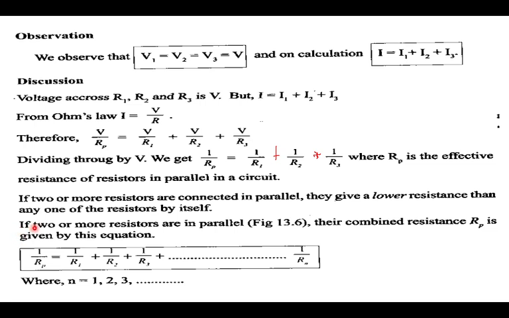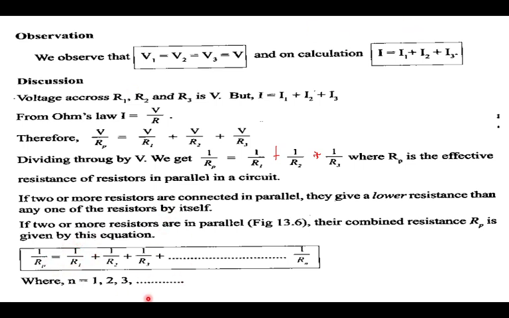So if two or more resistors are in parallel, their combined resistance is given by this formula, like I told you: 1 over R1 plus 1 over R2 plus 1 over R3. This will continue until you get the maximum number of resistors. Here, n stands for the number of resistors, and the value of n is always an integer or whole number because we're just counting. So this is the equation.